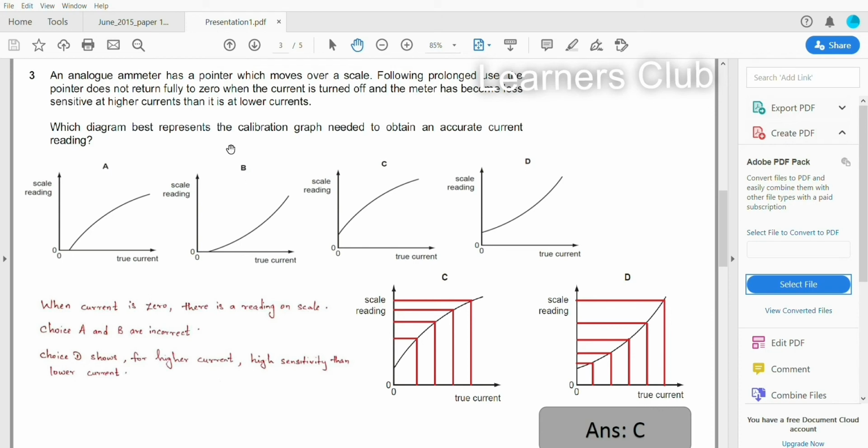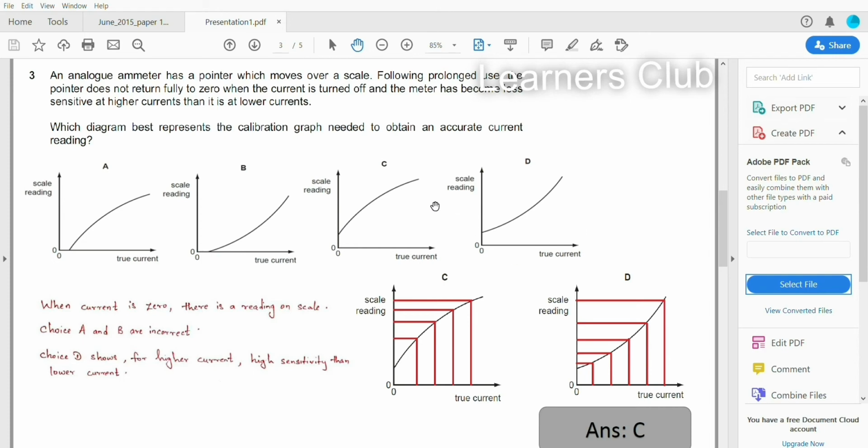Now the question says the pointer does not return to zero when the current is turned off. So basically what happened, when the current is zero, there should be a reading on the scale. As you can see, when the current is zero, in options C and D there is a reading, and in case of A and B that's not happening. So options A and B are incorrect. Now the question says, which diagram best represents the calibration graph needed to obtain an accurate current reading? Now we know that option C or D is the answer.